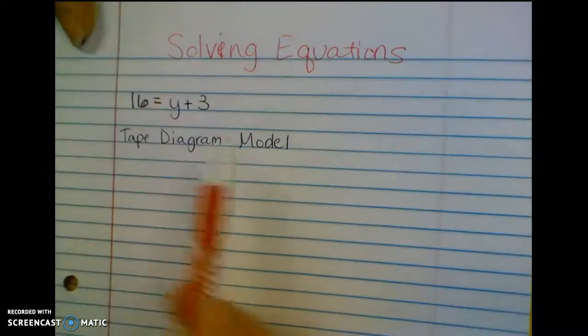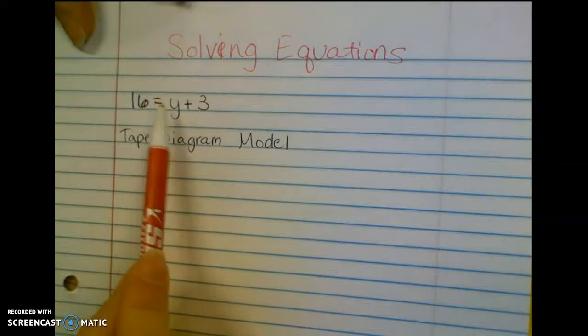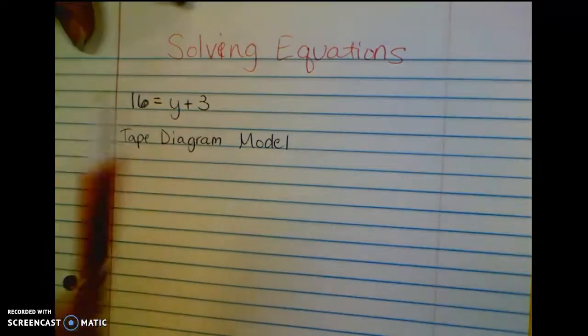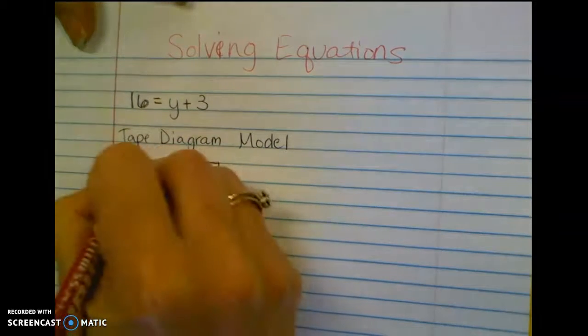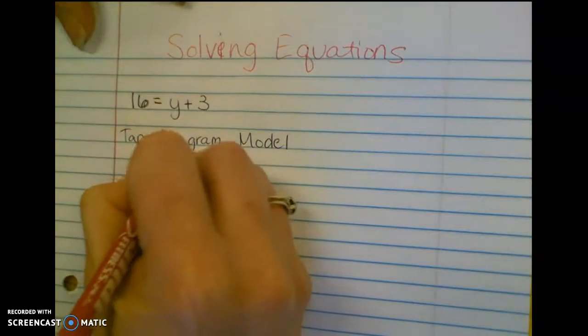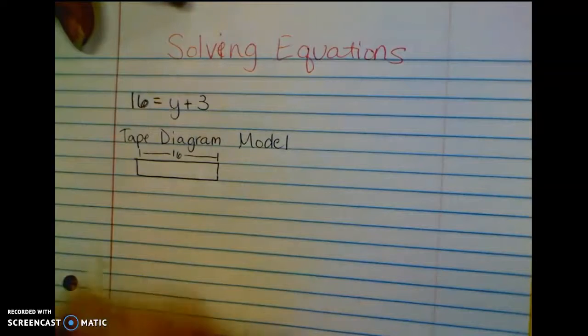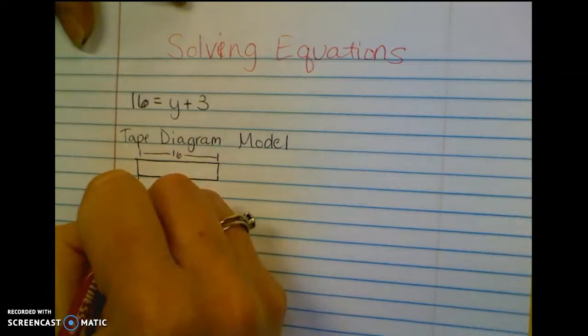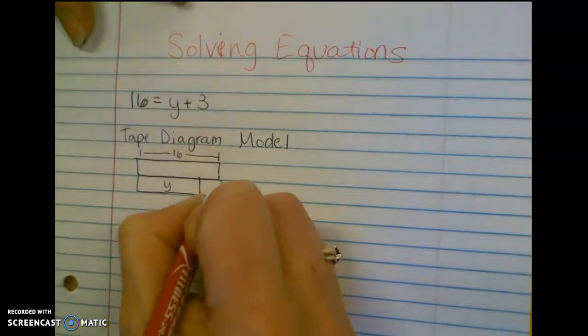And I just read the equation to myself. 16 is the same as y and 3. So when I draw it, I just pick an amount for 16. And I've learned that it helps to put the 16 up here instead of in the box so we can work within the box if we need to. And then it's the same as y and 3.